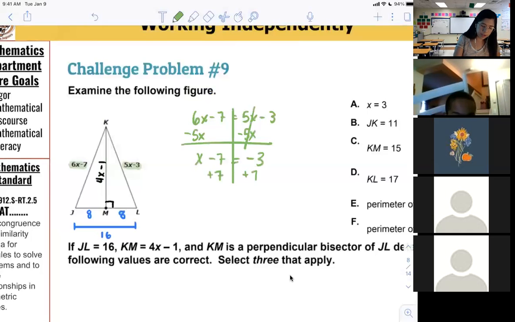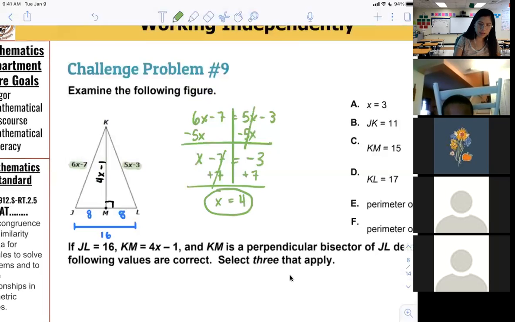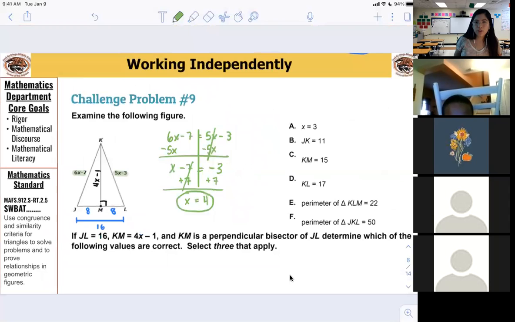Add 7 to both sides. What's negative 3 plus 7? Negative 4. Wait, 4. Thank you, Perla. X equals 4. So what can I get rid of? Are there any answer choices I can get rid of? Yeah, A is out. And then from there, let's fill in all the blanks. So if x equals 4, let's plug it back in.